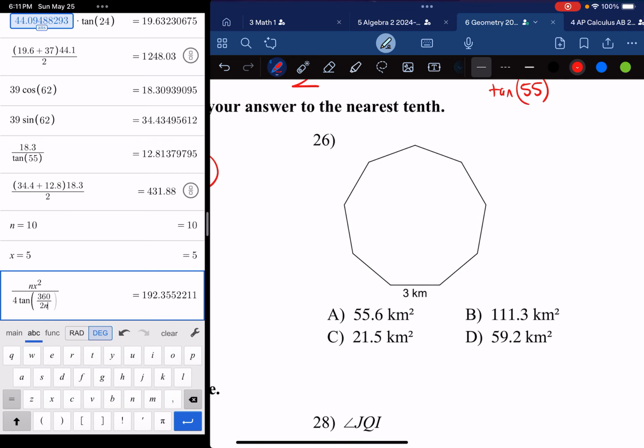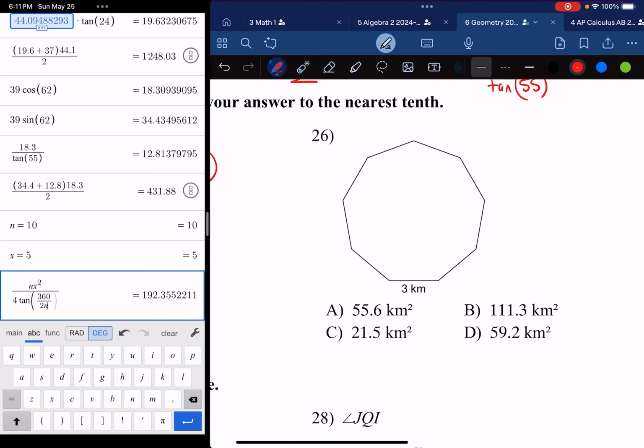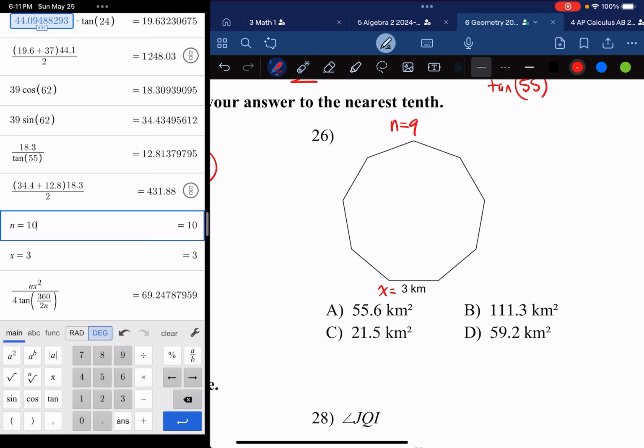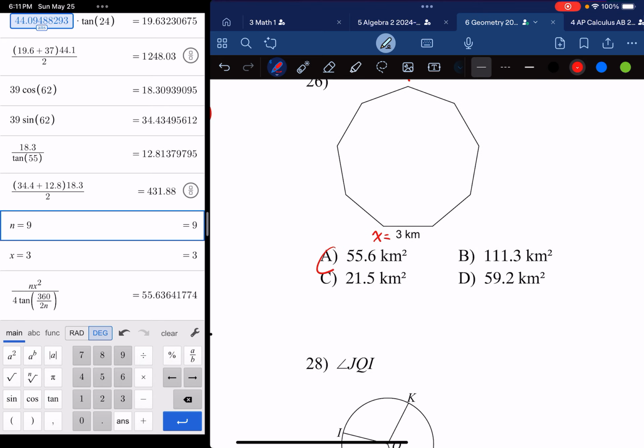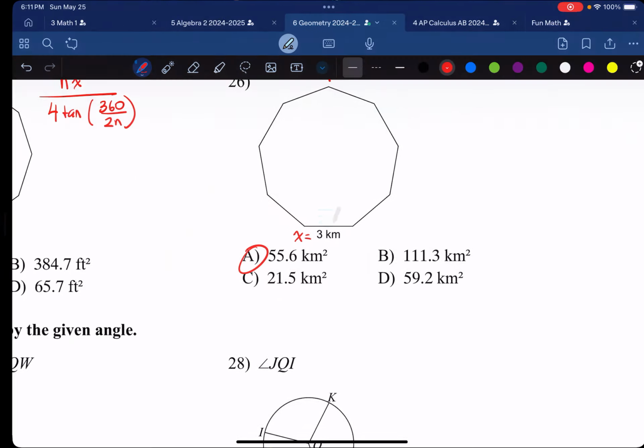And then same thing for number 26. We can use the same formula. X is already equal to 3 here, so we're kind of done. Number of sides, let's just count really quickly: 1, 2, 3, 4, 5, 6, 7, 8, 9. So you can say here n is equal to 9. And I can come up here and say x is equal to 3 and n is equal to 9. We get 55.6. 55.6 is option A.